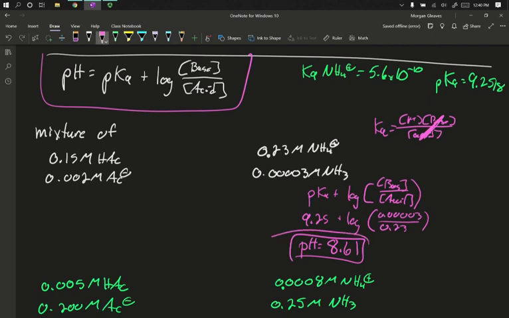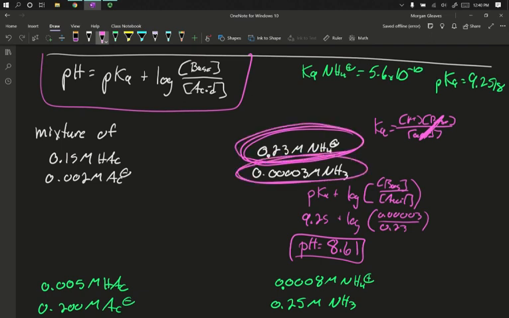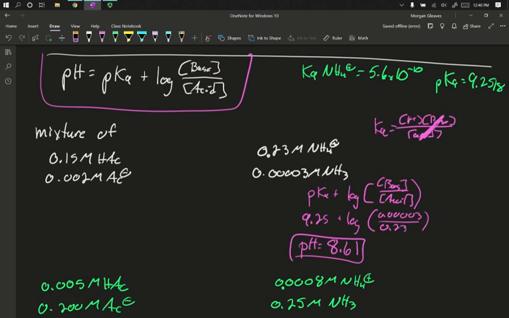So we're a little bit more acidic, 8.6 instead of 9.25. Does that make sense? Well, I have substantially more acid than I have base molecules. So instead of having equal amounts, I vastly increased my acid over my base, so I should be a little bit more acidic, which is what we see from our value, 8.6 versus 9.2.